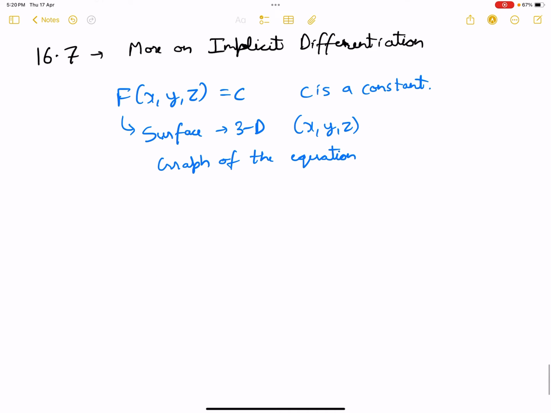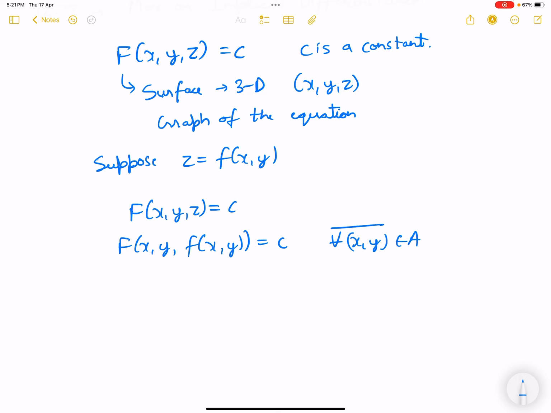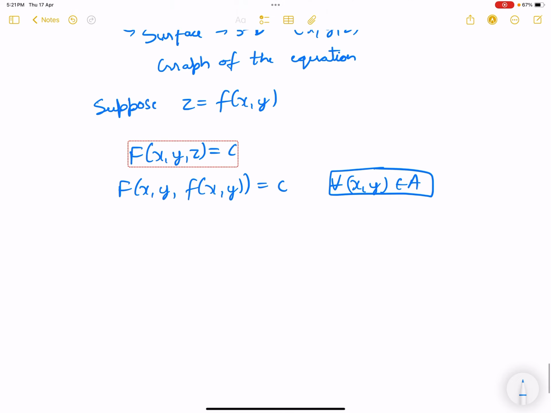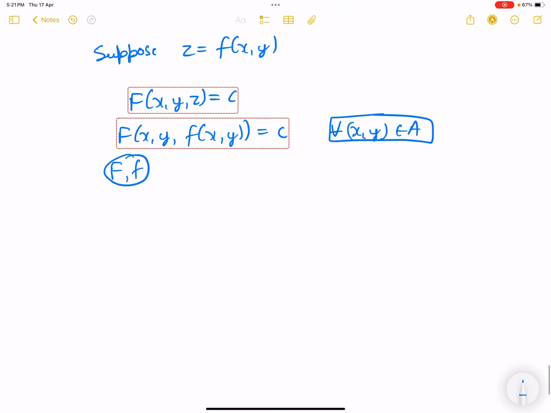Okay, now suppose z equals f of x, y. So what we have is f(x,y,z) equals c. This can be written as f(x, y, f(x,y)) equals c for all x, y in some particular domain A, right? Now if we assume that f and small f are both differentiable, let's define a function.